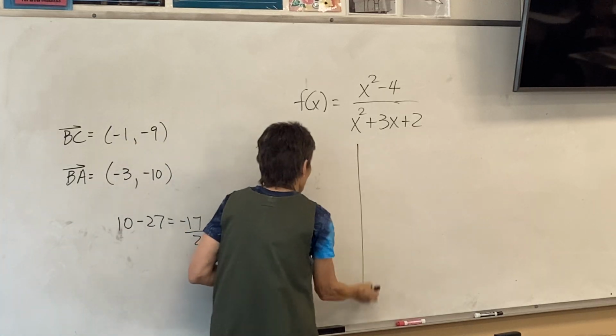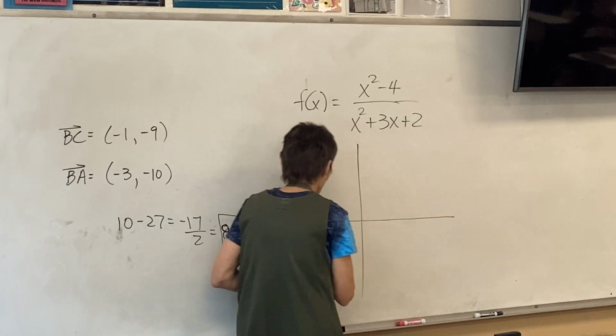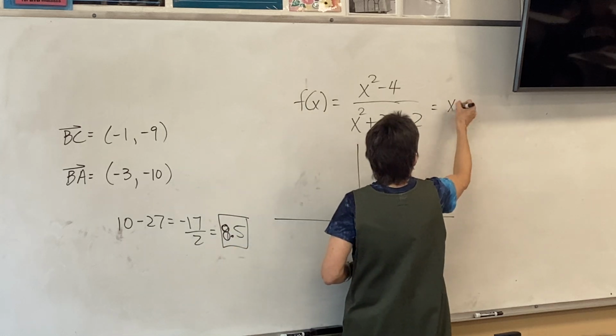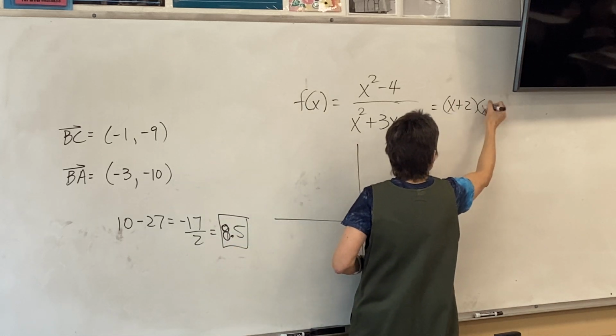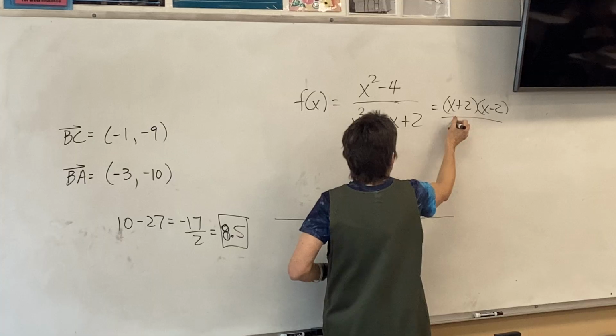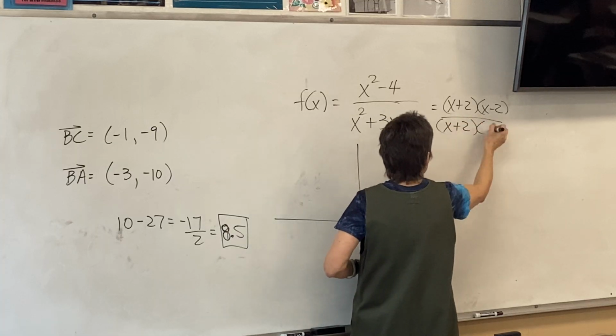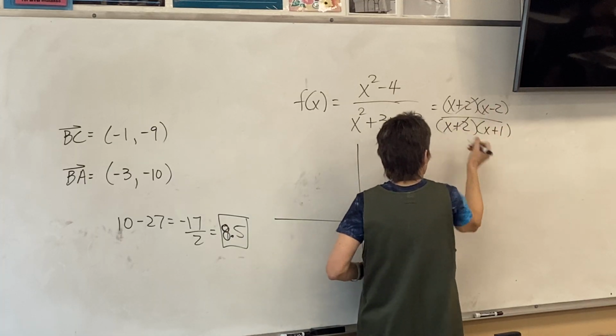So what's the first thing you're gonna do? Let's factor it out. Factor it out. So x plus 2, x minus 2, over x plus 2, x plus 1. Oh, I like it.